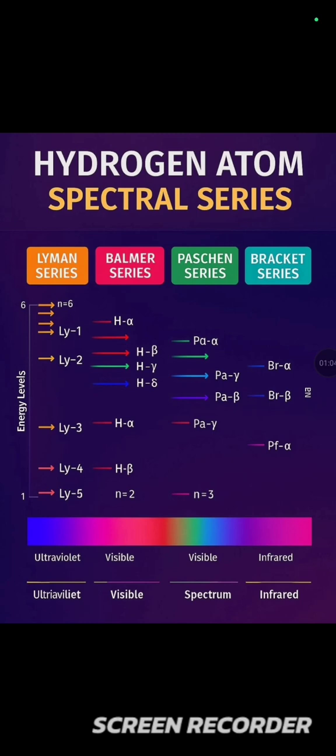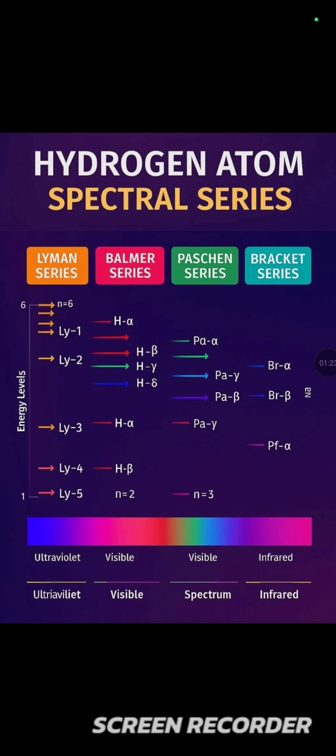A spectral line is something you cannot see with the naked eye. You need some sort of spectroscope, like a prism or a diffraction grating. In this slide we are going to talk about the different spectral lines of the hydrogen atom.